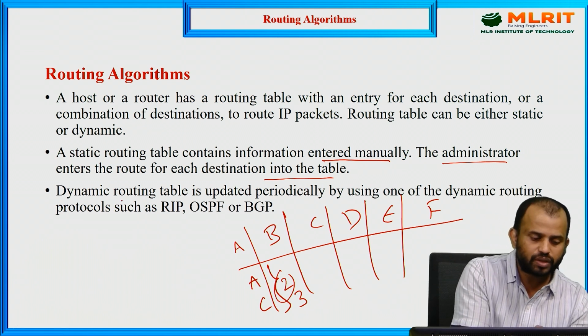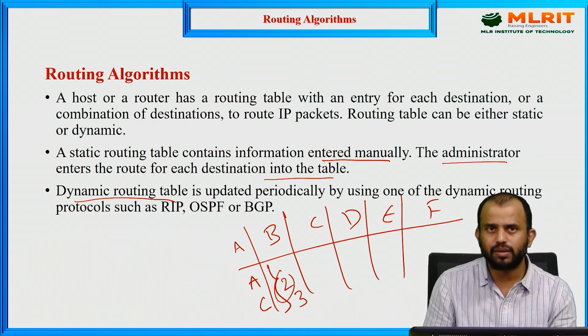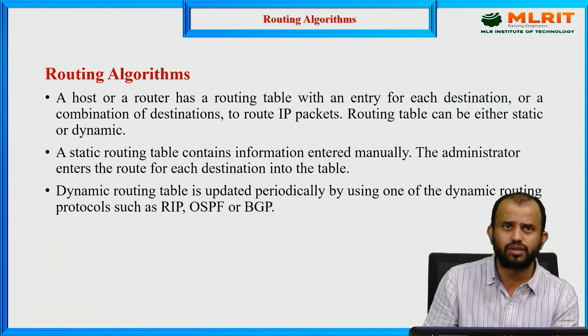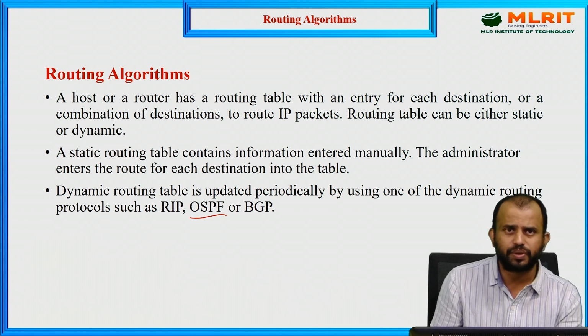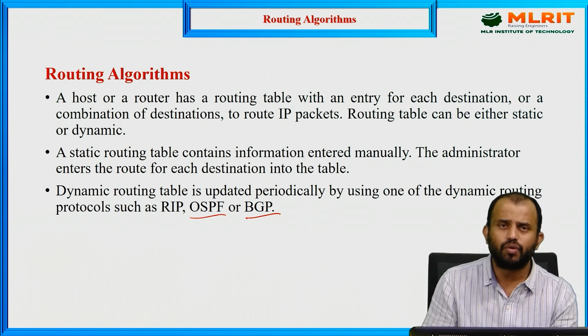But when the information is handled in a systematic manner, based on a backend algorithm running, we call that a dynamic algorithm. Examples are Routing Information Protocol, Open Shortest Path First (OSPF), or Border Gateway Protocol. So we use different kinds of routing protocols for that.